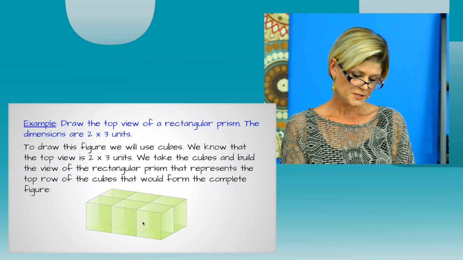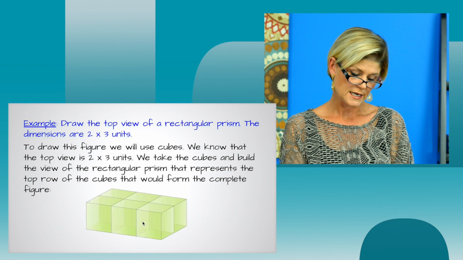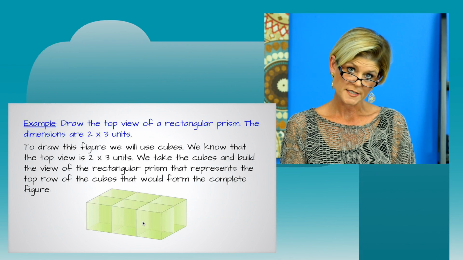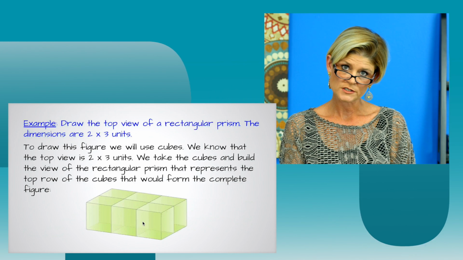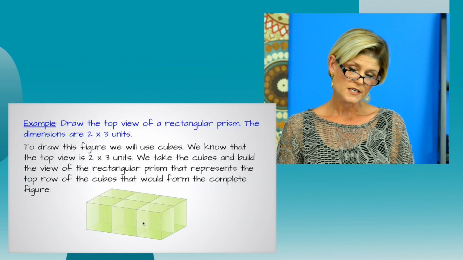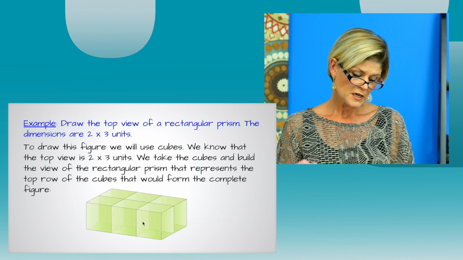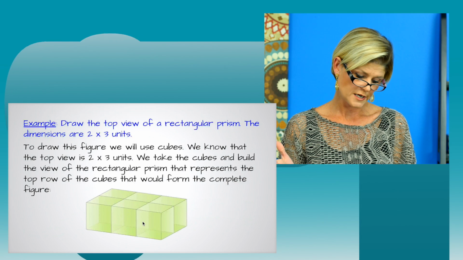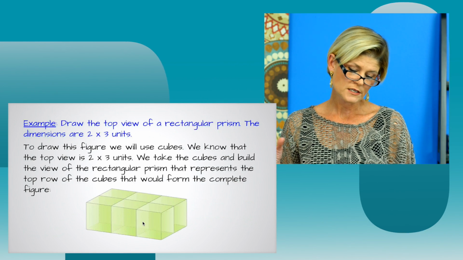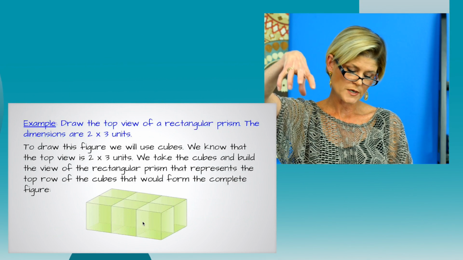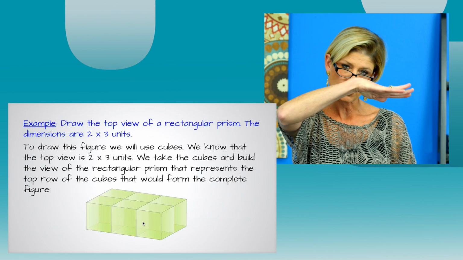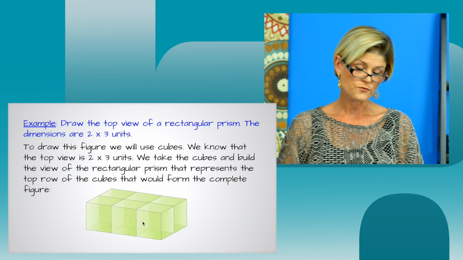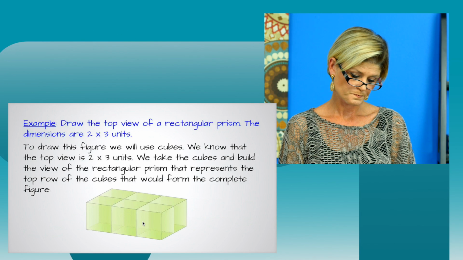Okay, so here's an example. The question asks us to draw the top view of a rectangular prism, and the dimensions are 2 by 3 units. So to draw this figure, we're going to use cubes. And we know that the top view is 2 by 3 units. And we take the cubes and build the view of the rectangular prism that represents the top row of cubes that would form the complete figure.